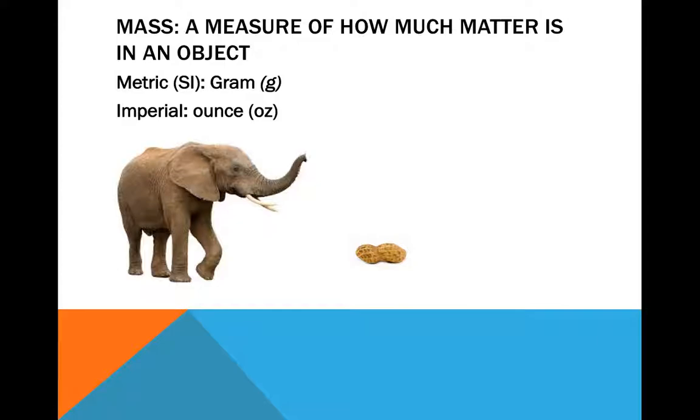And I put an elephant and a peanut in that picture because an elephant is way bigger than a peanut. There's a whole bunch more stuff in an elephant than there is a peanut. We can also say it does correlate to weight in a sense, but right now we're just talking about how much stuff is in an object. The metric system says grams. The imperial system uses ounces.